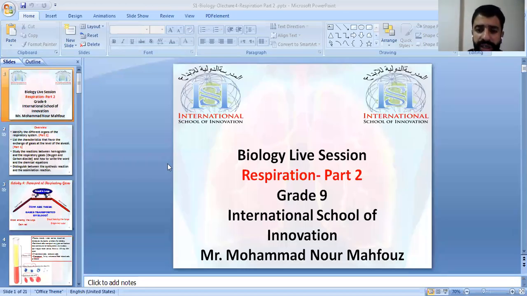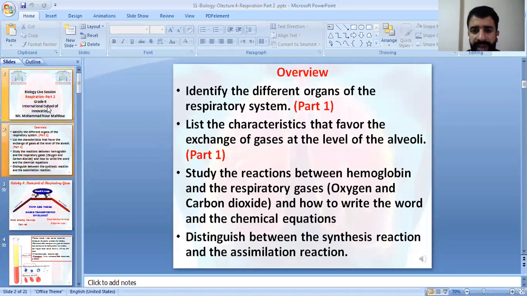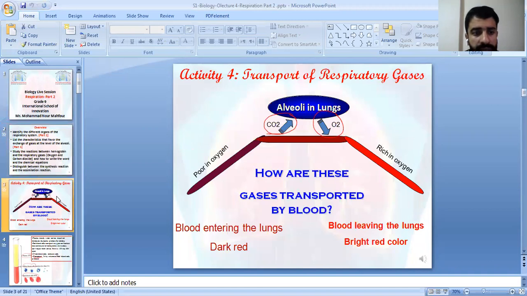So in this presentation, we're going to talk about respiration part 2. Since we finished part 1, we identified the different organs of the respiratory system. We listed the characteristics that favor the exchange of gases at the level of the alveoli. In this presentation, we're going to study the reactions between hemoglobin and the respiratory gases, which are oxygen and carbon dioxide, and how to write the word equation and the chemical equation as well. Also, we're going to distinguish between the synthesis reaction and the assimilation one.